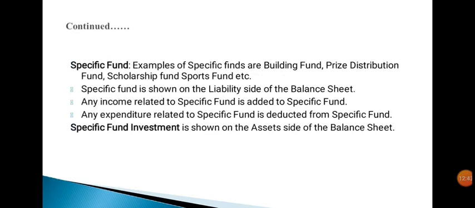Next one is specific fund. Examples of specific funds are building fund, prize distribution fund, scholarship fund, sports fund and so on. And specific fund is shown on the liability side of the balance sheet. Any income related to specific fund is added to specific fund in the balance sheet and any expenditure related to specific fund is deducted from the specific fund in the balance sheet. Regarding specific fund investment, it is shown on the asset side of the balance sheet.